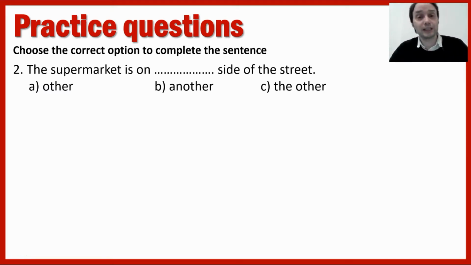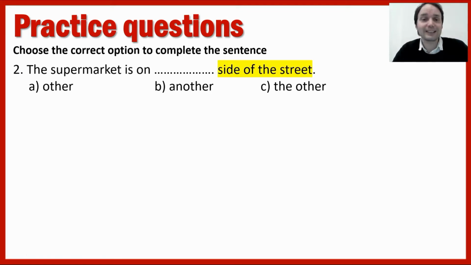All right, the supermarket is on side of the street. Okay, so we have our 3 options. So A, other, B, another, so from the previous one, and C, the other. Okay, so let's try using some similar ideas, some similar questions to what we did for the previous question.